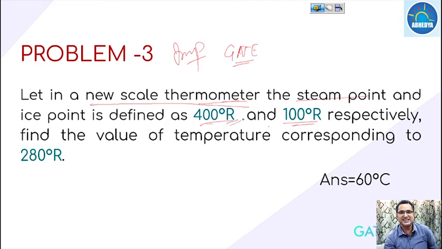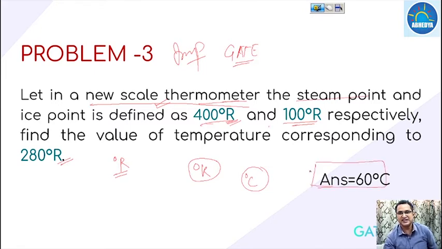What is this R? This R is nothing but the temperature measurement on the new scale. Whatever the new scale, let us assume it is degree R. Now, for example, in Kelvin we use degree Kelvin, in the centigrade scale we use degree centigrade. In the same way, in the new scale thermometer we are using degree R. So the steam point and ice point are defined as 400 degree R and 100 degree R respectively. Then he asks to find the temperature corresponding to 280 R. When this new scale measures 280 degree R, what will be the corresponding temperature? That you have to find.